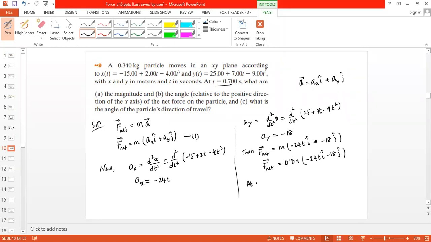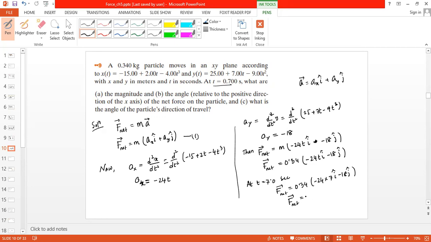At t equal to 7 seconds, what I have to do is replace t by 7. So F net equal to 0.34 into minus 24 into 7 i minus 18j. If you just calculate this, you are going to get, let me do the calculation for it. 0.34 multiplied by 24 multiplied by 7 is equal to 57.12.